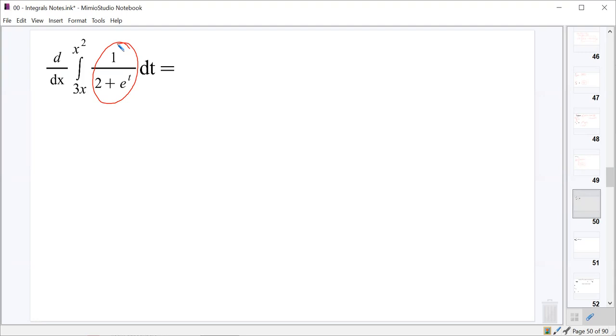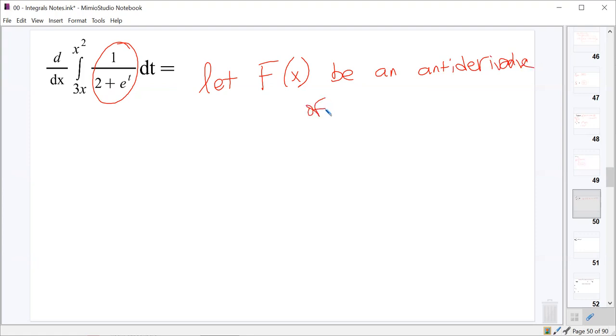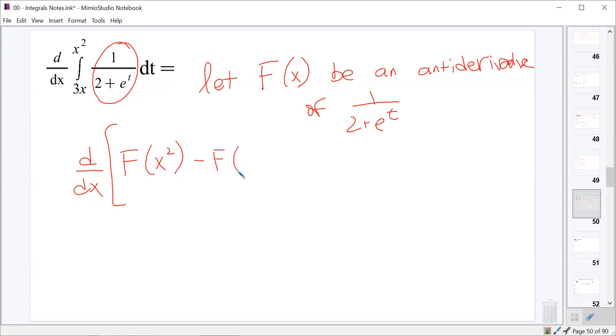So we could say, let capital F of x be an antiderivative of 1 over 2 plus e to the t. So then this integral part, still with the derivative in front, is just capital F evaluated at x squared minus capital F evaluated at 3x, using the second part of the fundamental theorem of calculus. And we could have used this method on the previous ones too, but the other ones were, I think, straightforward enough that it's not quite necessary.